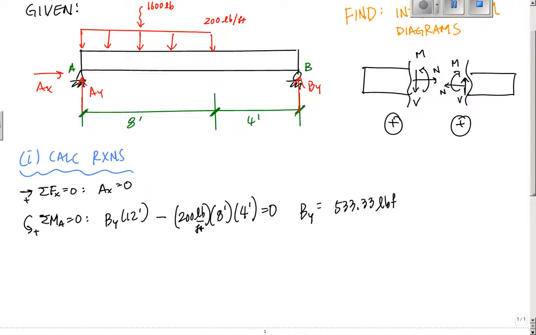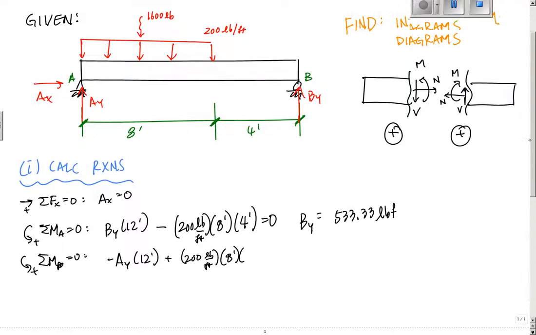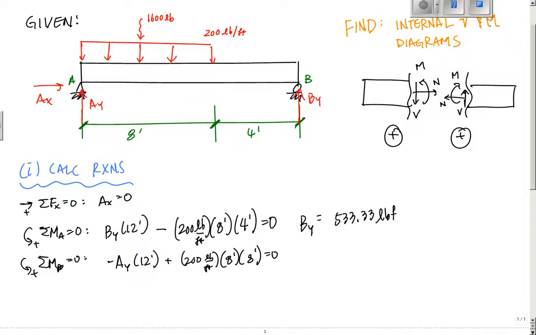Then we're going to do the sum of moments about B equal to 0, positive counterclockwise, and you might try coming up with that yourself. So minus AY times 12 feet plus 200 pounds per foot times 8 feet times the distance from point B to the resultant, which is 8 feet, equals 0. And AY in this case is equal to 1,066.67 pounds of force. You can check my work, but I'm pretty sure I'm good here.